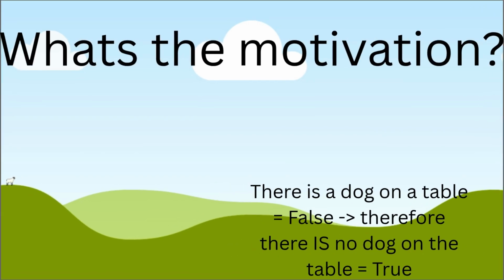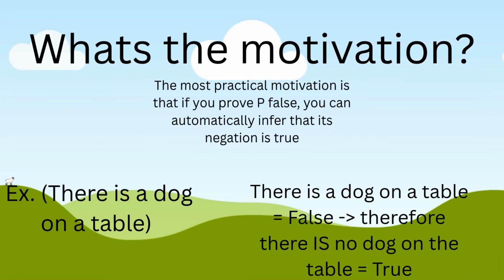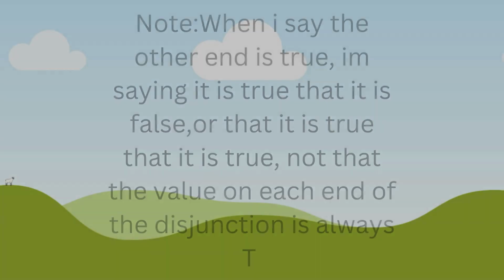So what's the motivation for this? Why would you put them together? Well, the most practical motivation is that if you prove P is false, you can automatically infer that its negation is true. This is with LEM plus bivalence. So if we say there is a dog on a table is false, that means there is no dog on the table is true, right? If we can prove one end of the disjunction is not the case, then that means the other end of the disjunction is true. That's in classical semantics.